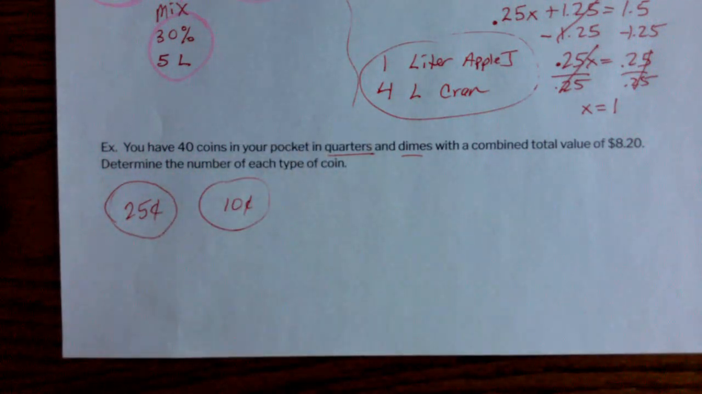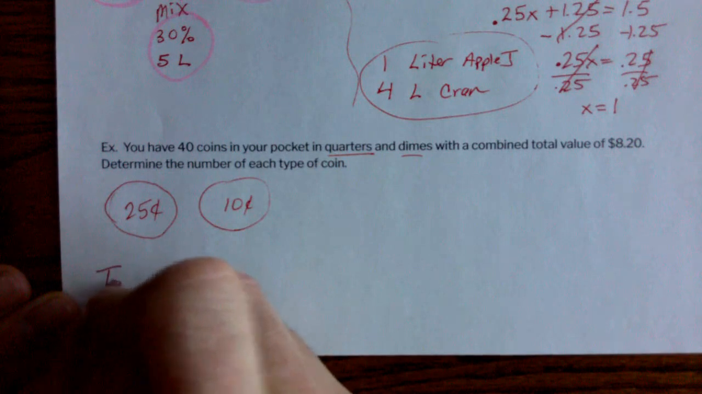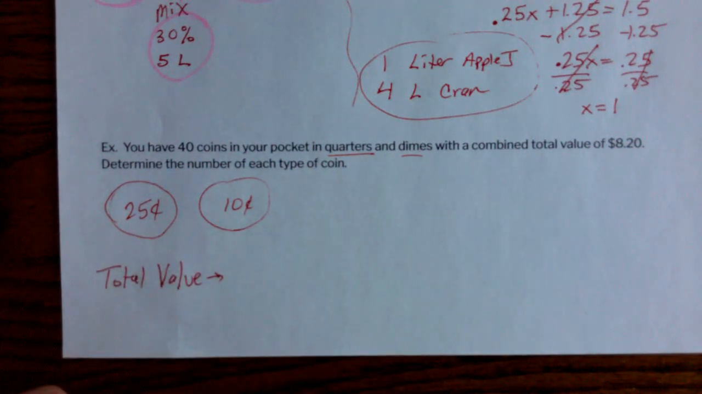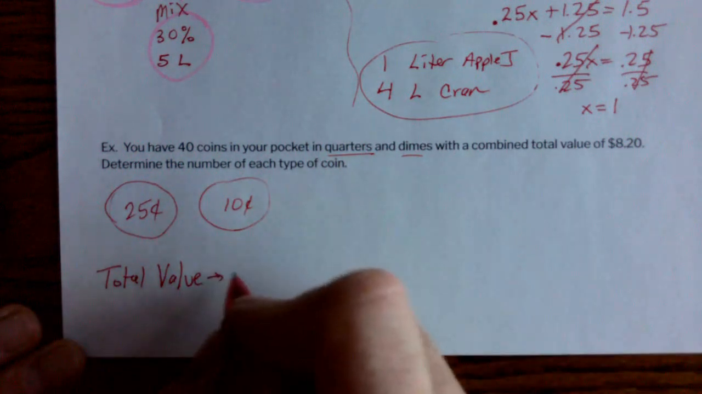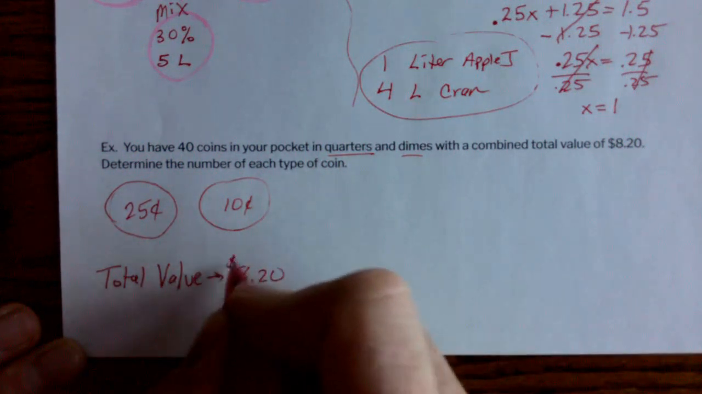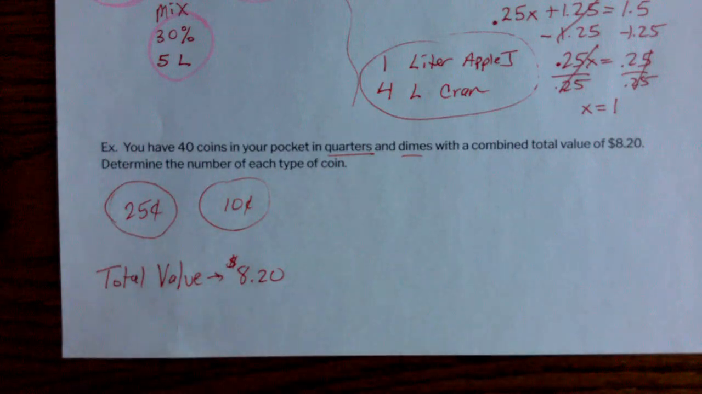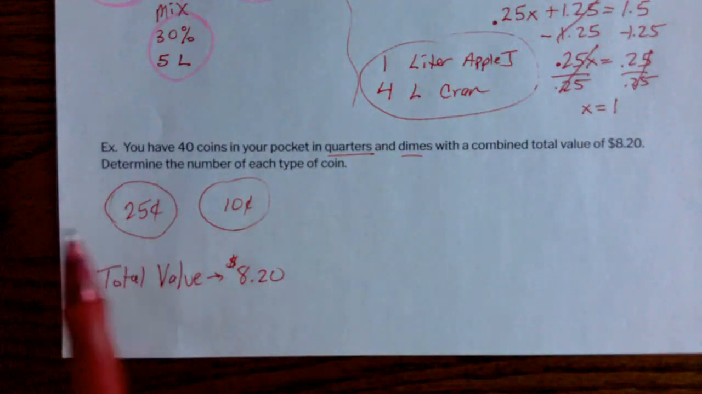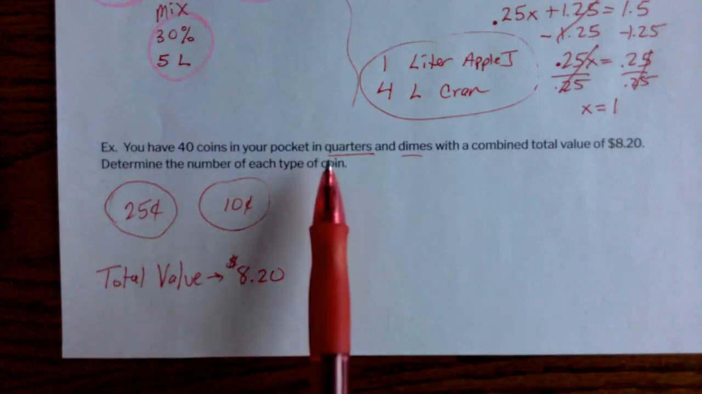All right, again, we have 40 coins in total. The total value of the money is $8.20, but the total coins we have is 40 coins. That's a big difference. We're not going to multiply those two values together. That doesn't make sense in this situation. Get it? Makes sense? Okay, anyways.